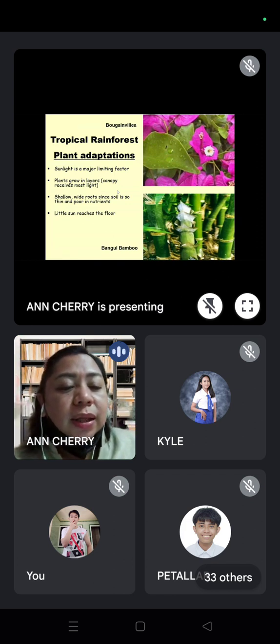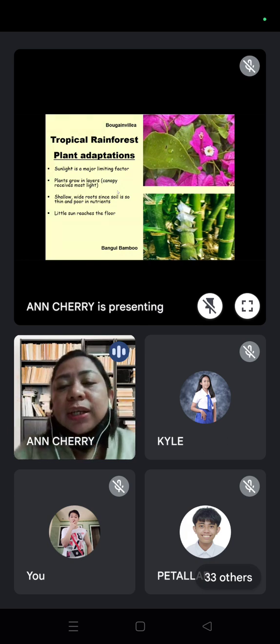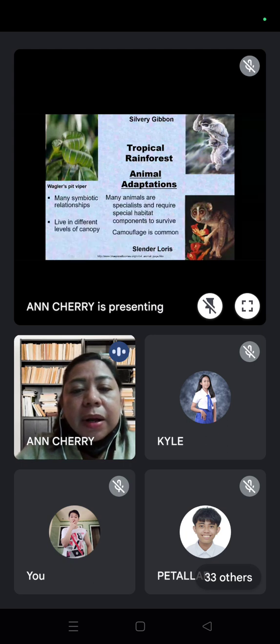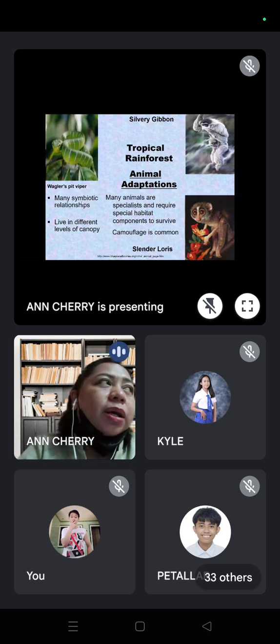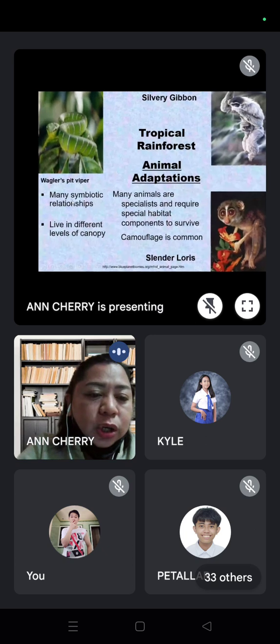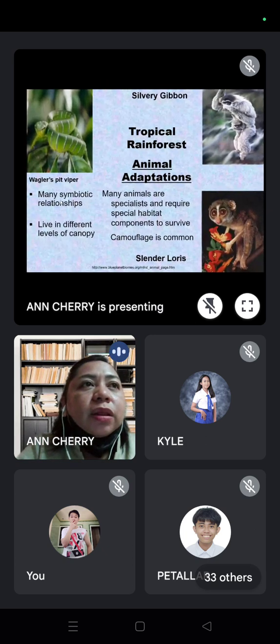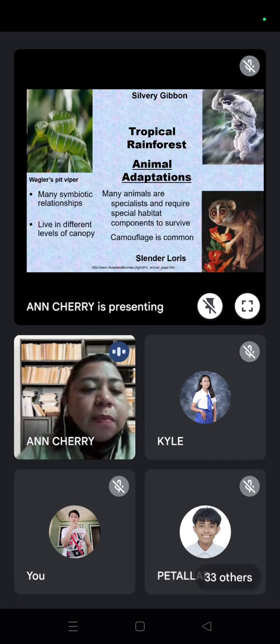So soil is thin and poor in nutrients. So little sun reaches the floor. So what are the animal adaptations in the tropical rainforest? So many have symbiotic relationships. So those are symbiotic relationships, no? Each one benefits the other. That is the symbiotic relationship.